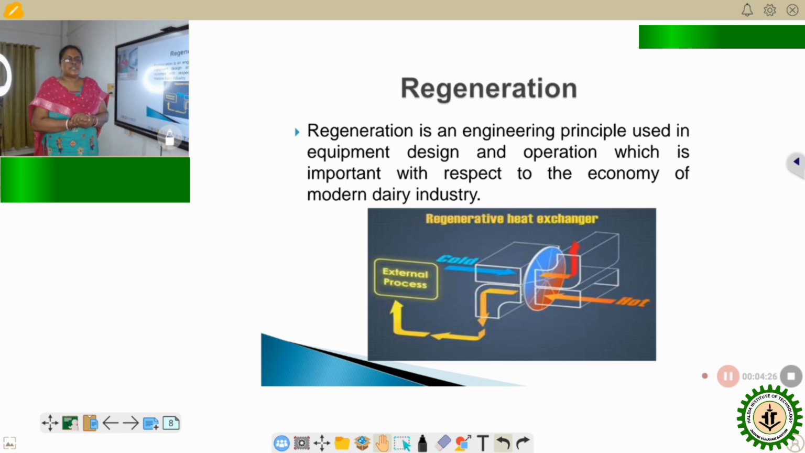Next section, which is a very important section in HTST pasteurization process, is called the regeneration section. Before discussing regeneration section, first I will tell you what is regeneration and how it can be implemented in a process design. Regeneration is an engineering principle used in equipment design and operation, which is important for the economy of the dairy industry.